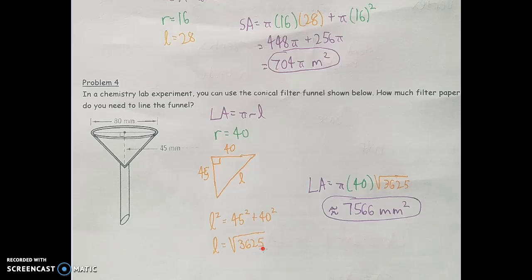And if I know those two values, again, last step is just substituting those in. Pi times radius times slant height should come out to about 7,566. So make sure we have these complete, and we'll get ready to do some practice on this in class.